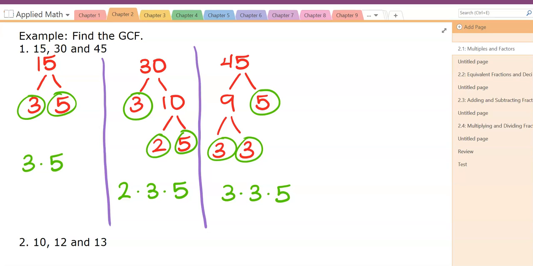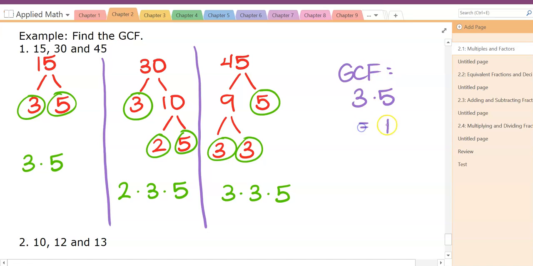Now they all share 3 and they all share 5. So I only want to take 1 3 and 1 5. So you only take what they have in common, and you take the smallest amount that you can. So to find GCF, we're going to take 3 times 5, which is going to be 15. So 15 is the greatest number that can go into 15, 30, and 45.